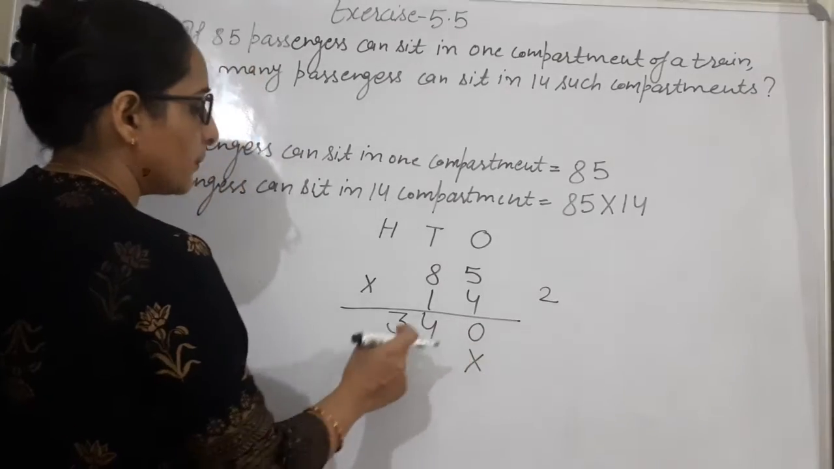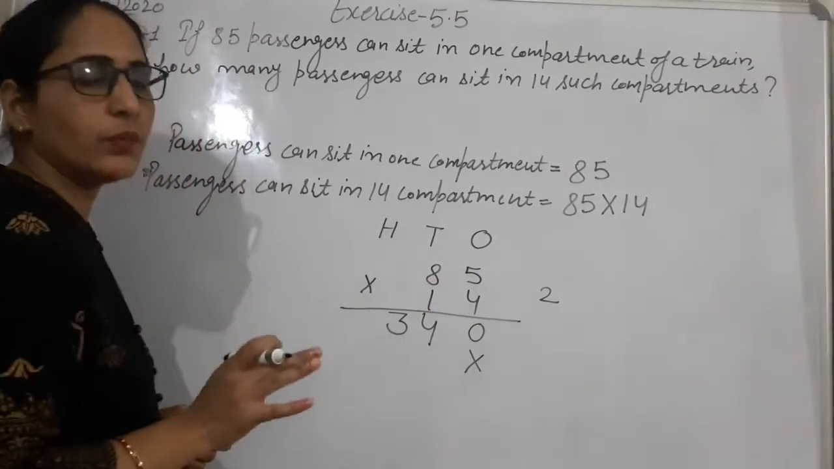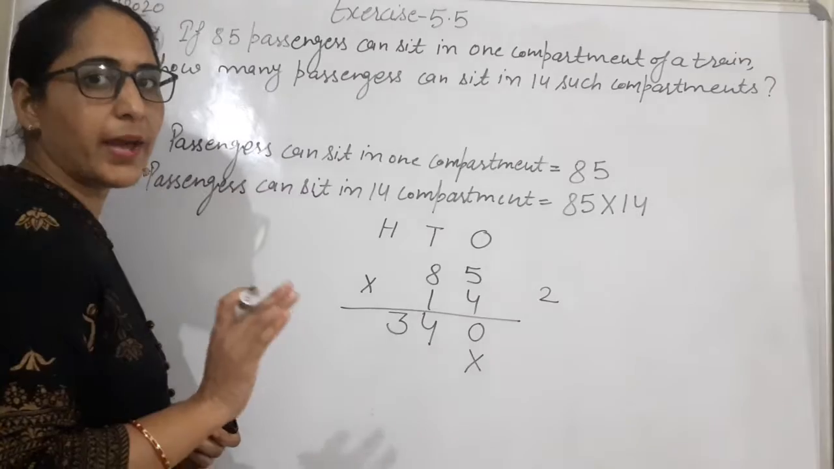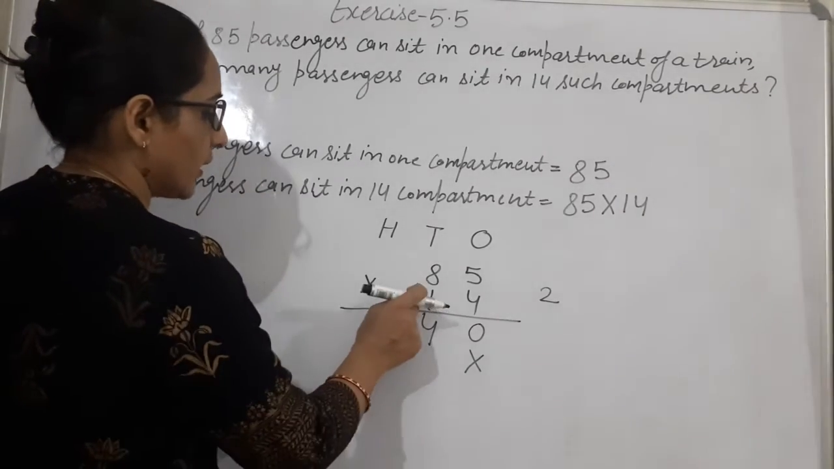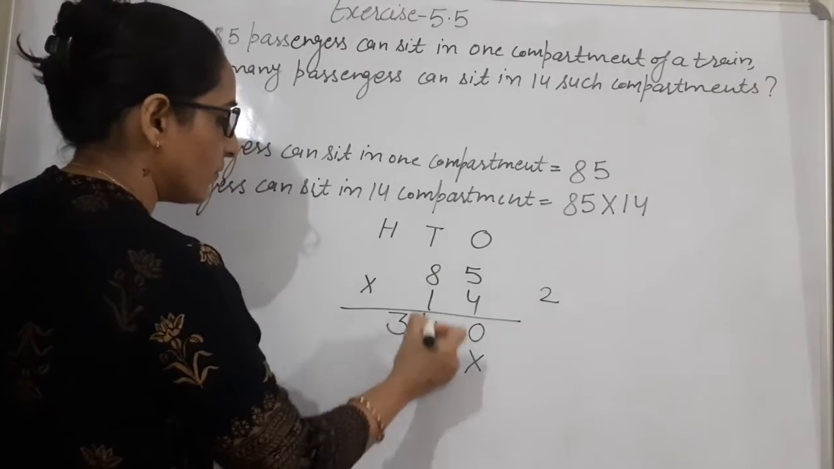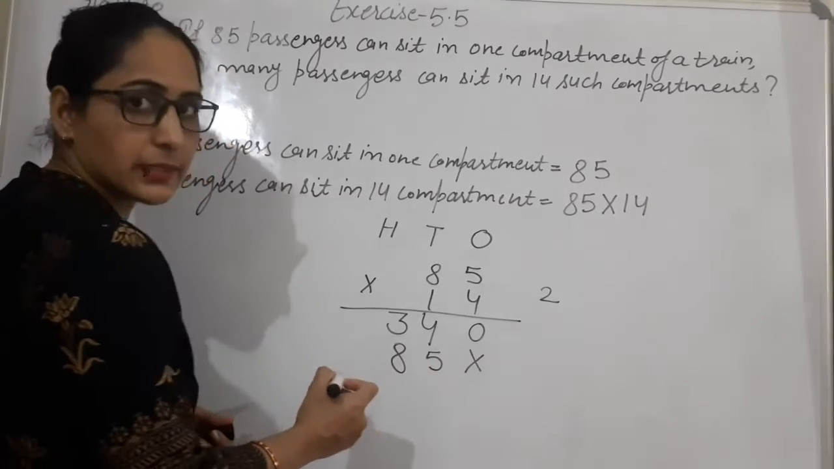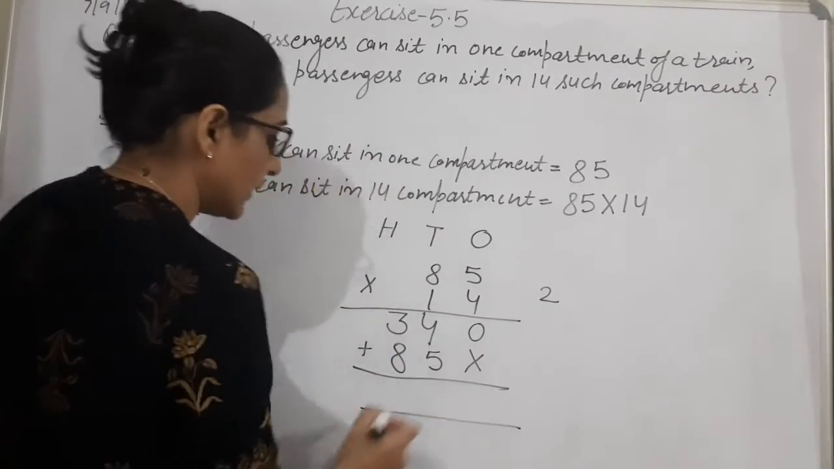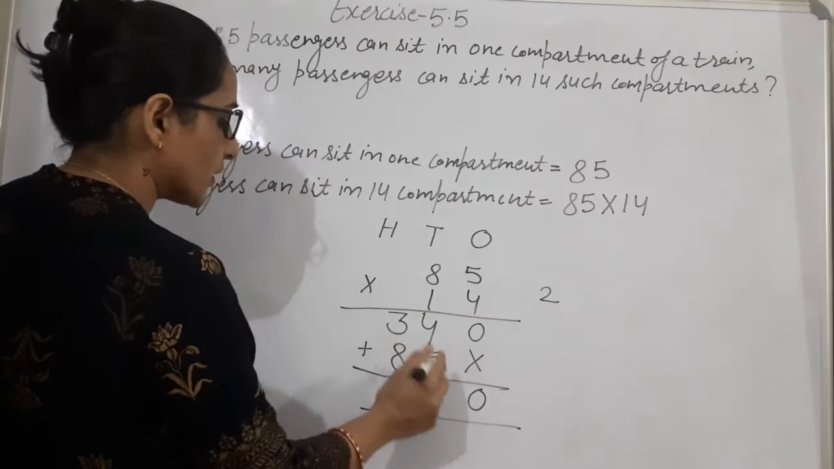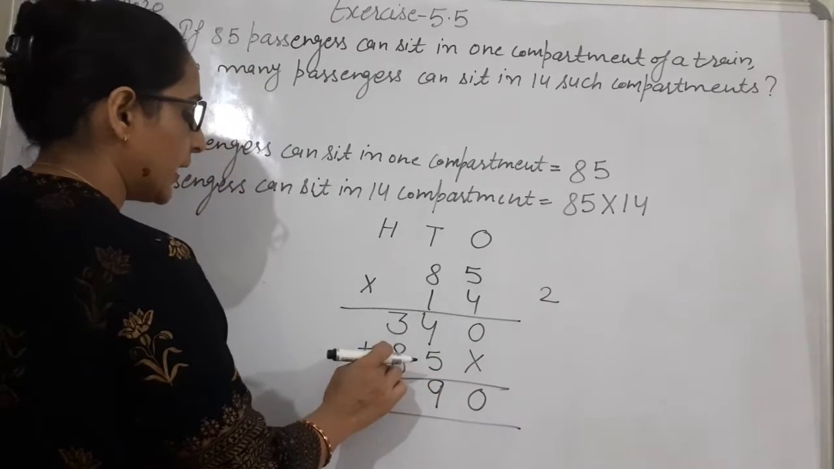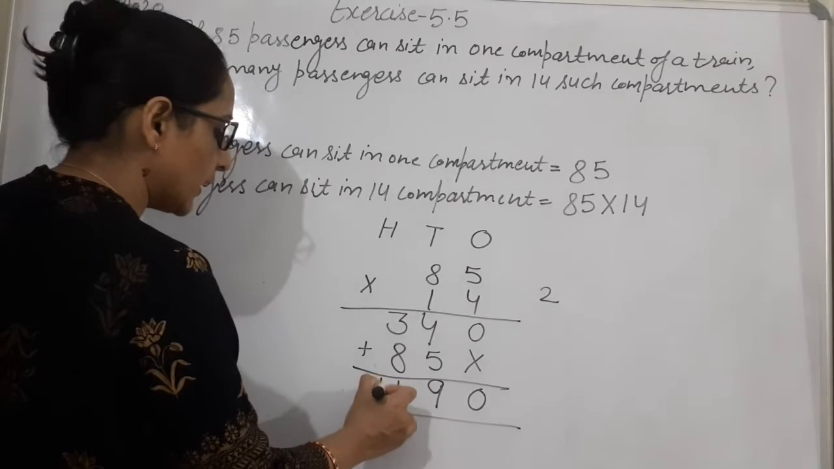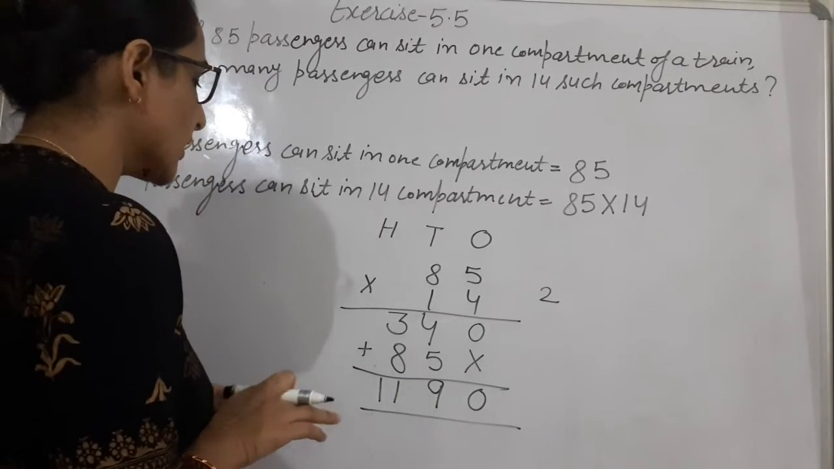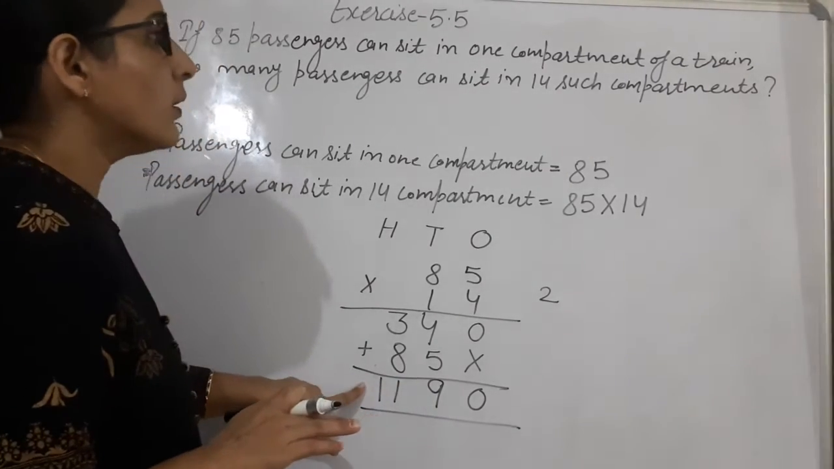Now we will multiply 85 by 1. We know very well when we multiply any number by 1, we get the number itself. 1 5 is 5 and 1 8 is 8. Clear? After that we will add both the numbers. Clear? 0, 4 plus 5 equal to 9, 8 plus 3 equal to 11. So how many passengers are there in 14 compartments?